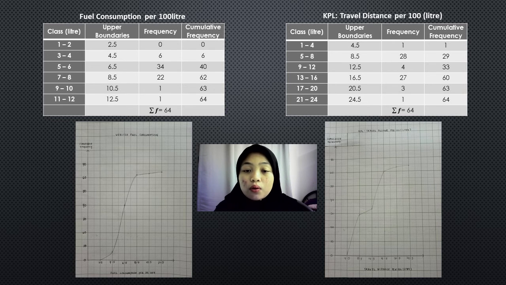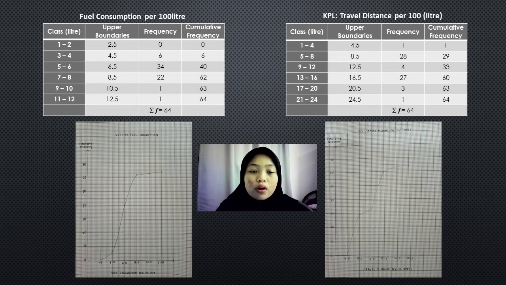And the class for this fuel consumption is 1 to 12. And the upper boundaries of each class are calculated by adding half of the gap value, which is 0.5, to the class upper limit. In the ogive below, we can see that it shows fuel consumption per 100 kilometer, and it can be seen that the highest total fuel consumption is located at 12.5 with a cumulative frequency of 64 per 100 liter. Meanwhile, the lowest total fuel consumption is at 2.5 with a cumulative frequency of 0.